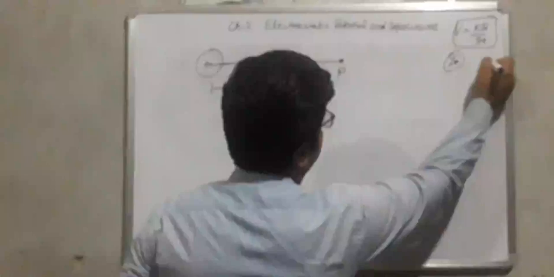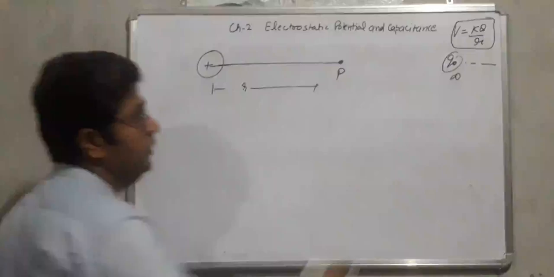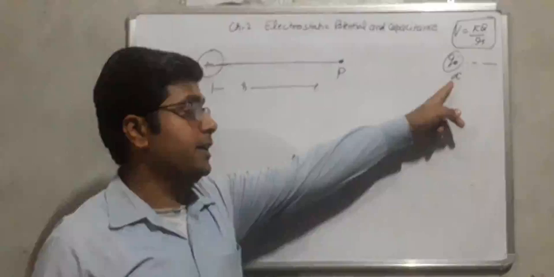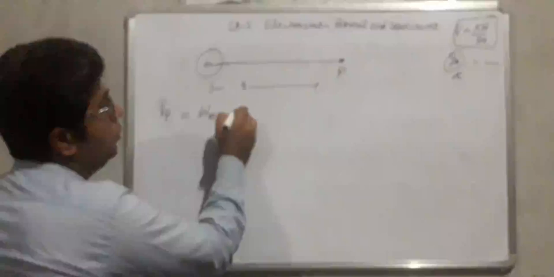Let's take the same diagram. This is our source charge, this is our point P at a distance R, and we are going to bring our test charge from infinity to point P. The amount of work done to take a charged particle from infinity to point P, that is known as potential. So what we need to find out? Vp, and that is the work done from infinity to point P per unit test charge. This is our mathematical definition.